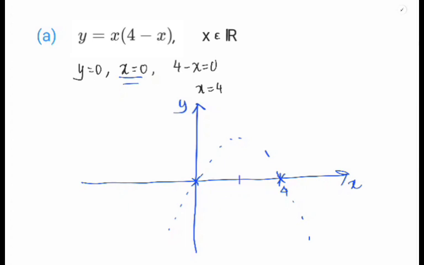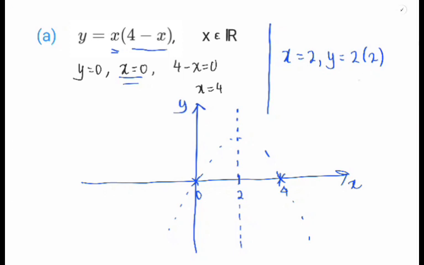So this is the line here, this is 2. 2 is the midpoint between 0 and 4, right? This is symmetrical. You don't need to write that down, but usually for a quadratic equation, it is symmetrical. So you check when x equals 2, y equals, you substitute 2 here, and then 4 minus 2, 2, so it equals 4. So the coordinate is 2, 4.